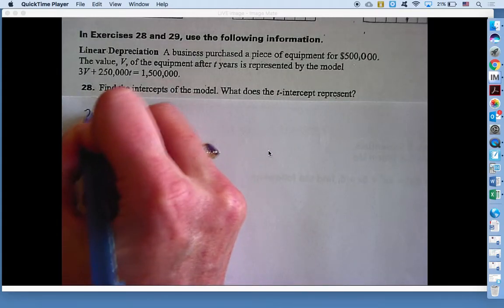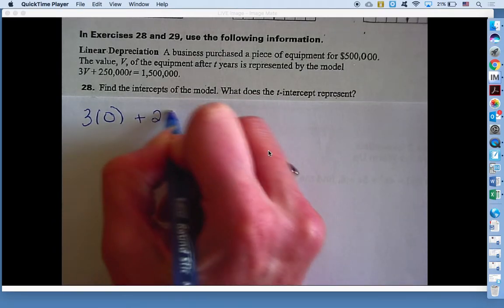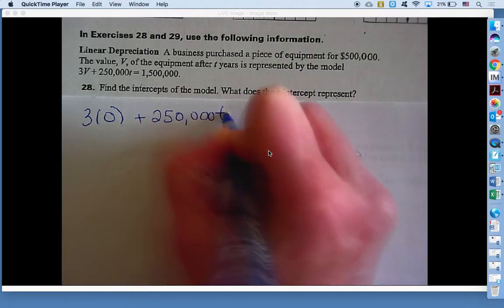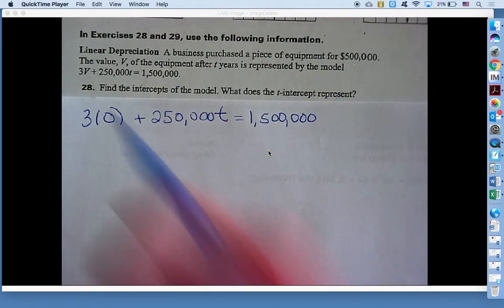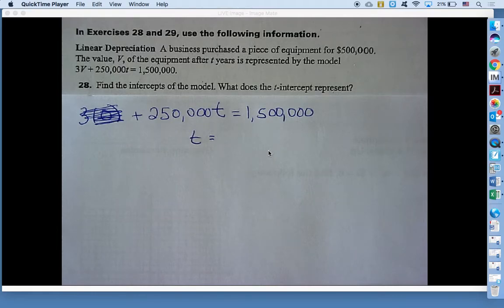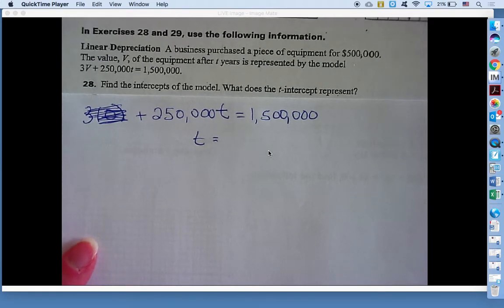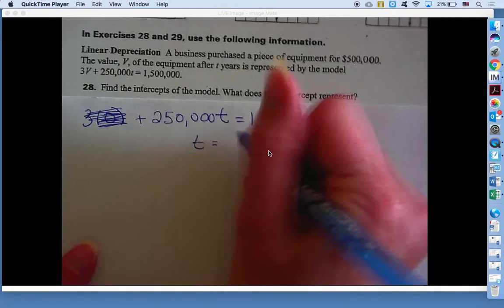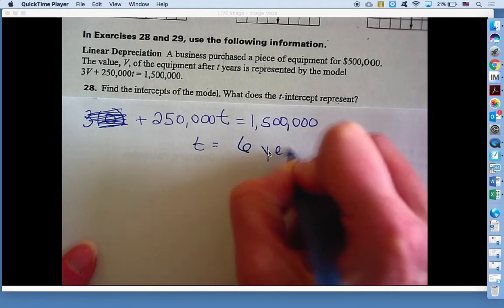So if we plug a 0 in for value, that means we're going to try and find T. So I'd have 250,000 times T, and then 1.5 million. So when you plug a 0 in, that part of the problem goes away. If we divide 1.5 million by 250,000, Lexi, do you know what that makes? What is it? 6. Yeah, 6. 6 what? Years. So this represents 6 years.